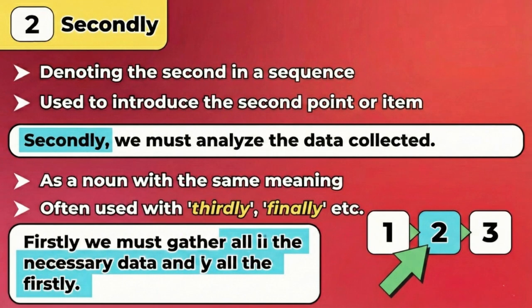Now number 2, secondly, denoting the second in a sequence, used to introduce the second point or item. Example sentence: secondly, we must analyze the data collected. It is an adverb with the same meaning, often used with thirdly, finally, etc. Look at these examples carefully. Firstly, we must gather all necessary data. Secondly helps continue your idea smoothly after firstly.